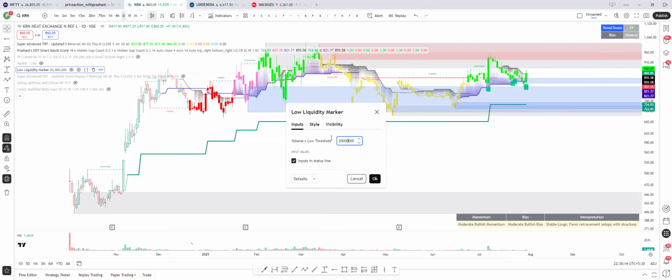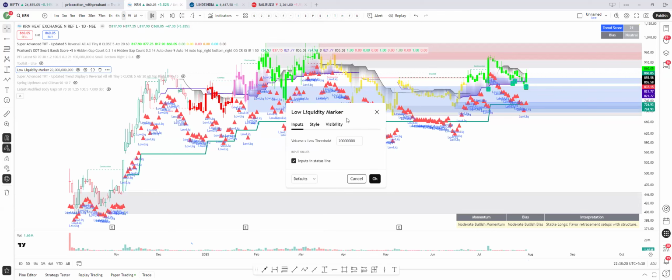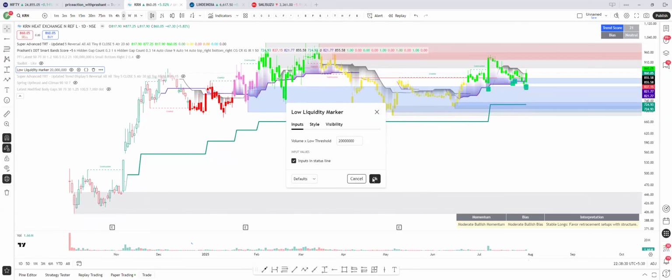So what happens is I have written 2 CR. If I increase a few zeros, everything shows low liquidity. No, 2 CR is good. It is a liquid stock, no, sir? Yes.